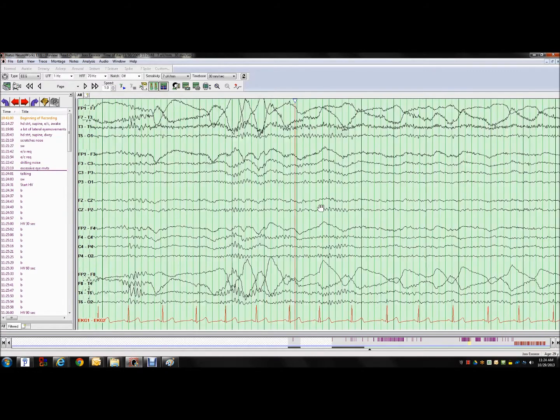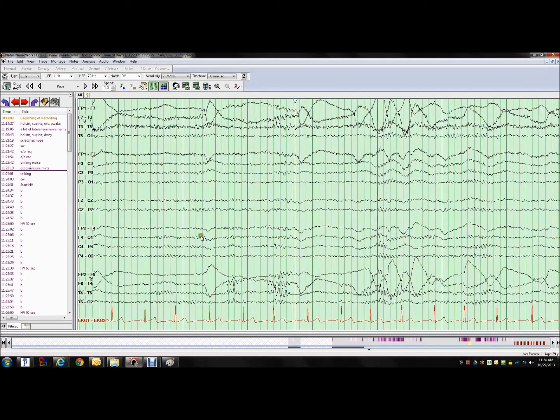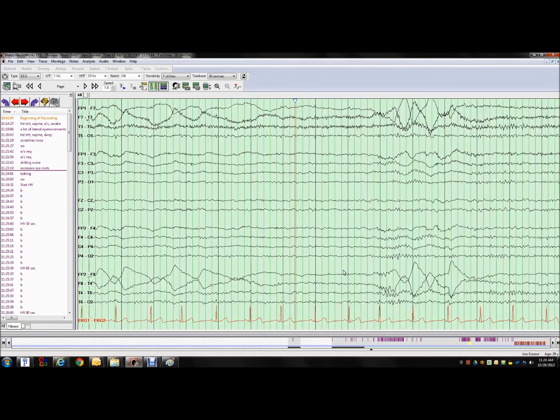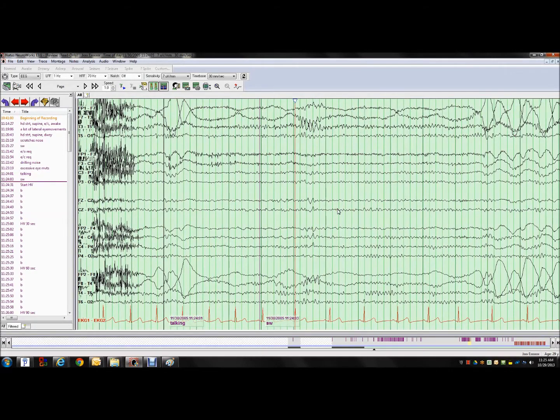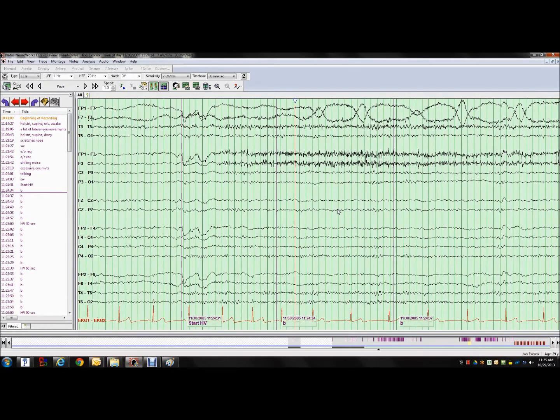I'm just going to move along here. And notice, all right, so we have our alpha background. Then we have this bursty stuff in the temporal regions to keep an eye on. Something that we'll need to define in the end.